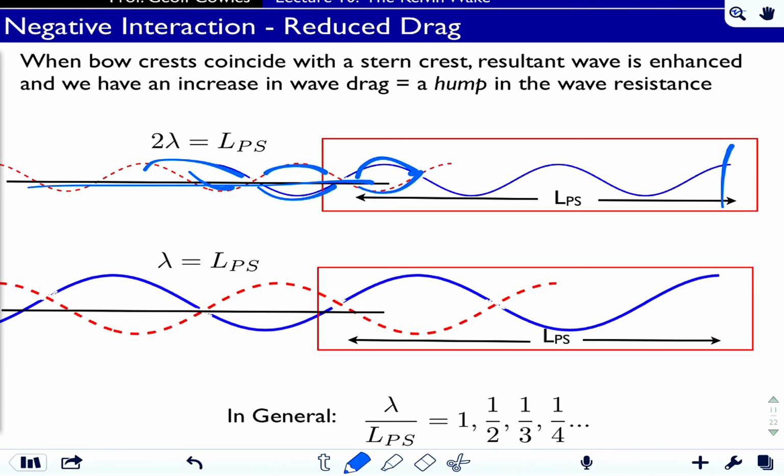We need some exact integral number of wavelengths in the distance LPS to get a crest exactly at the stern wave position. You can do that with two wavelengths, so 2 lambdas equals LPS, or lambda over LPS is 1/2. You can do that with 1 wavelength exactly, such that lambda equals LPS, or lambda over LPS equals 1.